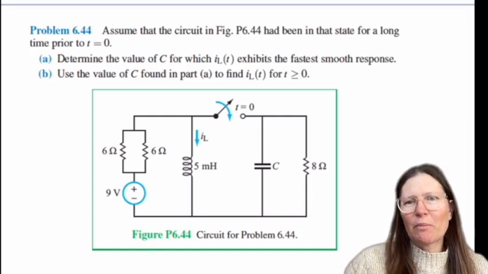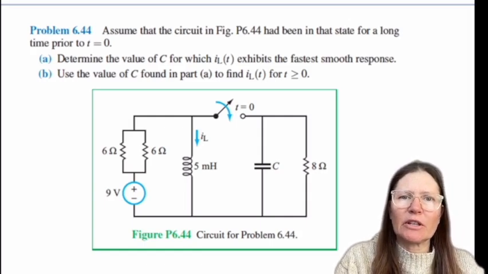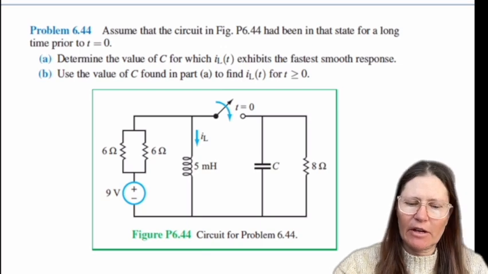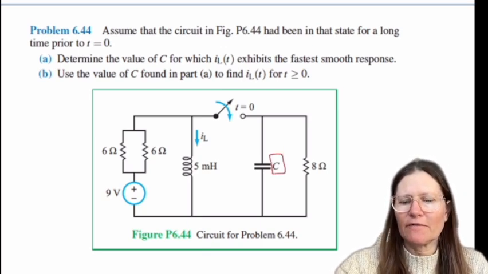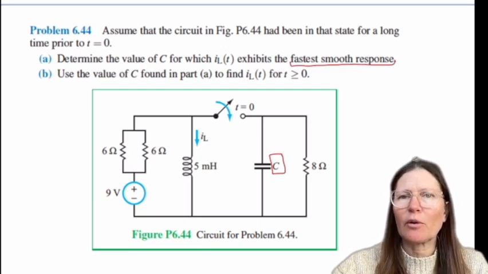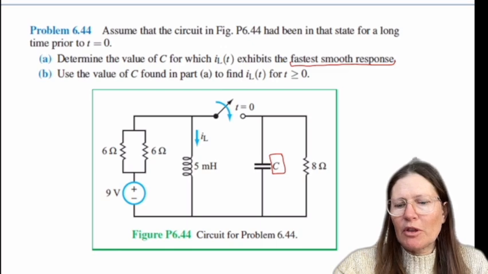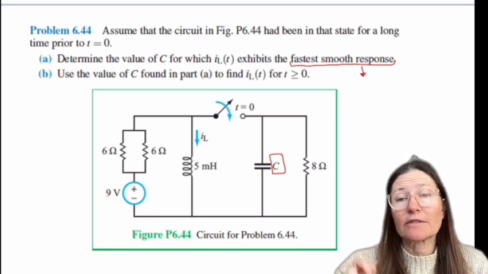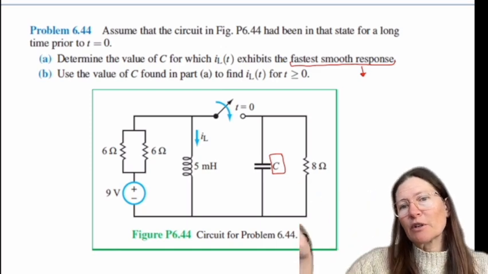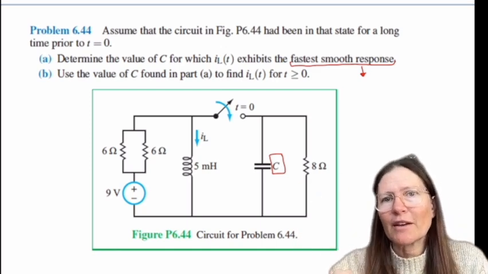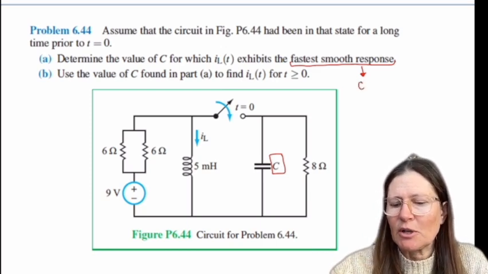Hi, here we have a problem from the ULB book where we want to solve this circuit and actually design it to give us a value for C that's going to give us the fastest smooth response. So in this, remember that the underdamped is going to give you a lot of oscillations. That's definitely not going to be the smoothest one. For the overdamped, it's going to be a slower response, and then for the fastest, smoothest response, it's going to be critically damped.